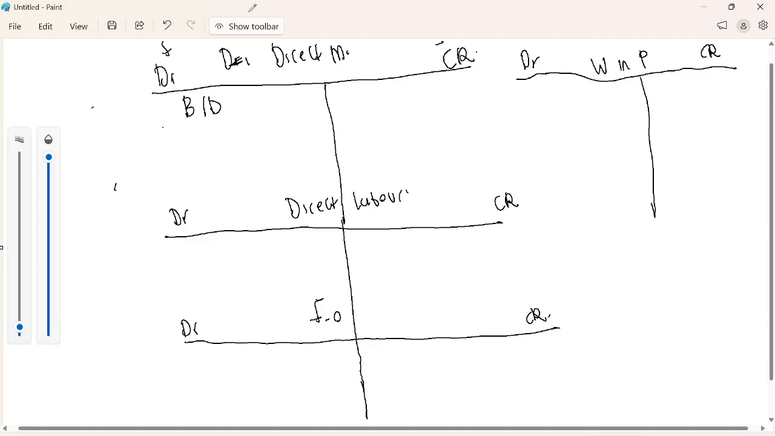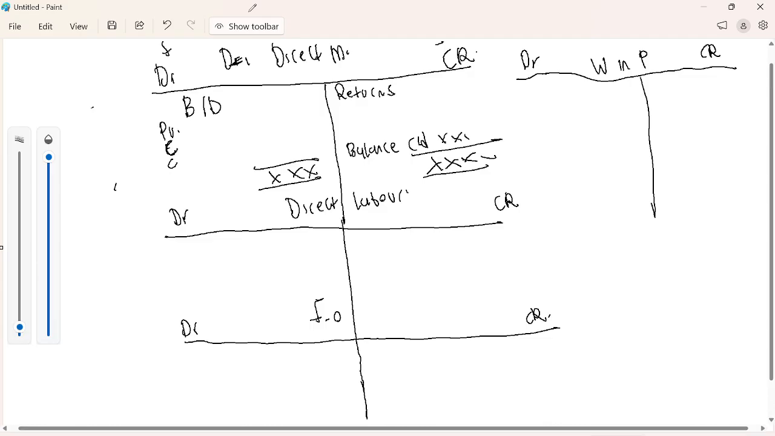I'm going to have purchases, carriage, custom duties and whatsoever, right? I'm going to totalize them on this side. After totalizing them, I'm going to transfer the balance to this side. Here I'll be having returns, and I'm going to have balance carried down, which is at the end. This is at the beginning, this is at the end. So I'm going to totalize this side and bring it to the other side, right? Here I'll be having an amount, and also here I'll be having an amount.